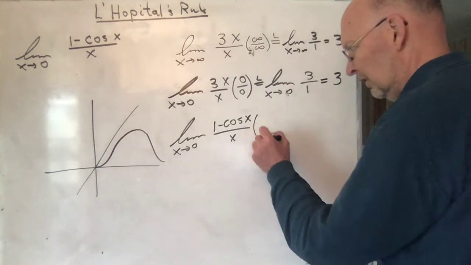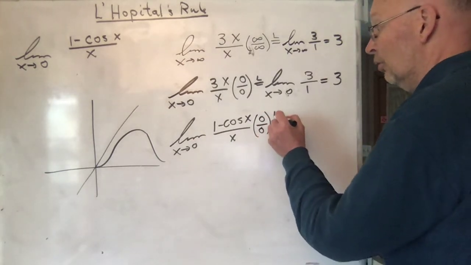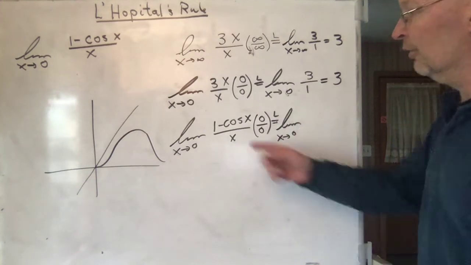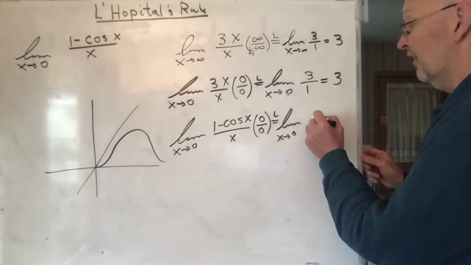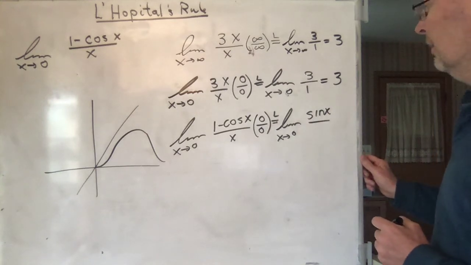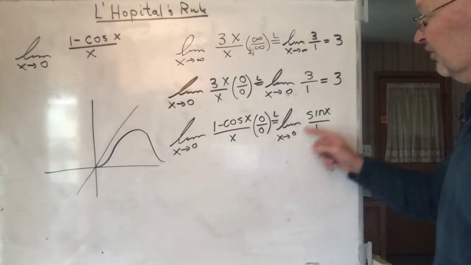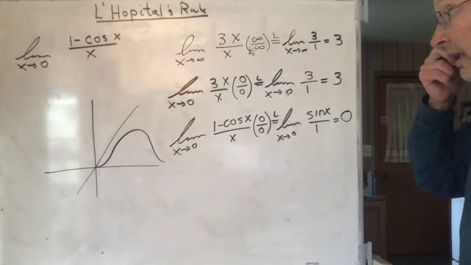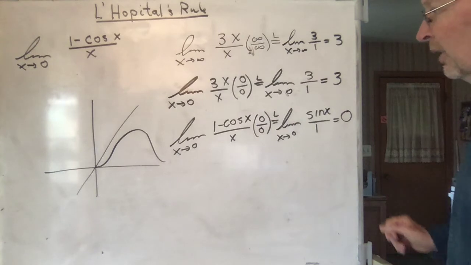So notice we still have 0 over 0, and so L'Hopital's rule still applies. You can take the derivative of each one. Derivative of 1 is 0. Derivative of negative cosine of x is sine of x. The derivative of x is 1. And now we see that as x goes to 0, you get 0 over 1, which is 0. So sure enough, L'Hopital's rule allows us to get the answer to one like this too.